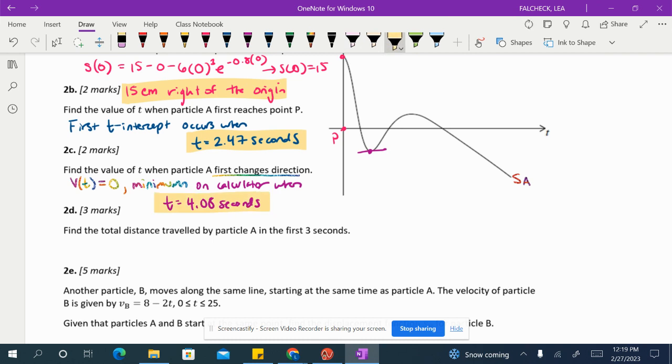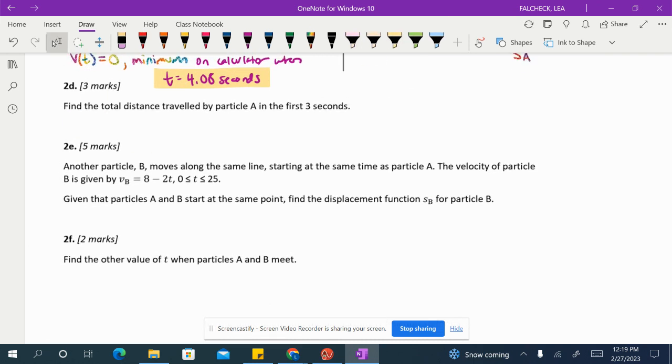Okay, sweet. Find the total distance traveled by particle A in the first 3 seconds. Total distance traveled, since we're allowed to use our calculator, we just have to think about the bounds. So first 3 seconds would go from 0 to 3, and then we know that the total distance traveled is going to be equal to the integral of the absolute value of v of t with respect to t. So we are going to just type that into our calculator, right?